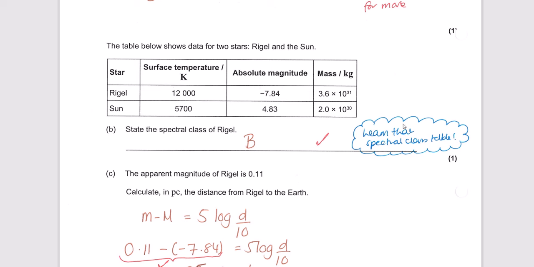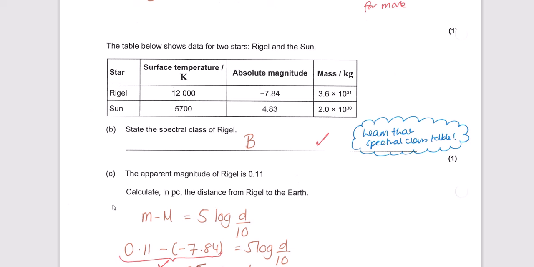And then we're told that the apparent magnitude of Rigel is 0.11, and we can see here that the absolute magnitude is -7.84, and we need to calculate in parsecs the distance from Rigel to Earth. Now remember, weirdly, the more negative the absolute magnitude or the apparent magnitude, the brighter the star, and the less negative, the dimmer. So for example, if we had a star that had a magnitude of 10 compared to 5, 10 would be dimmer, which feels very weird, but there we are.